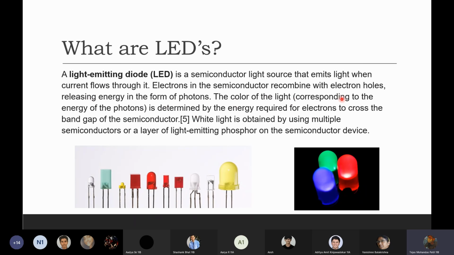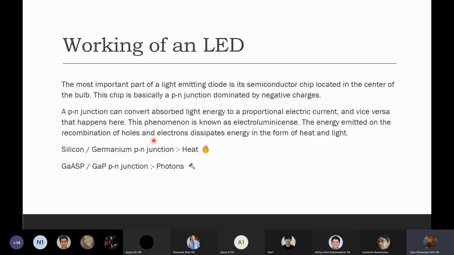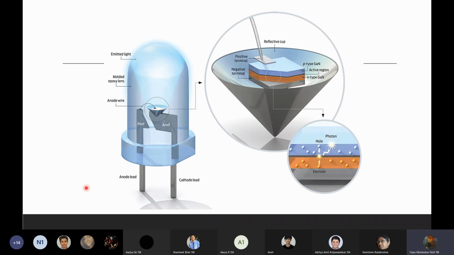The color of light corresponding to the energy of photons is determined by the energy required for electrons to cross the band gap. White light is obtained by using multiple semiconductors or a layer of light emitting phosphor on the semiconductor device. As I was talking about the working of the LED, the most important part is the semiconductor chip located in the center of the bulb. It is over here. This is basically how an LED looks, the diagram of an LED, and this is the smallest part inside it, the semiconductor chip.